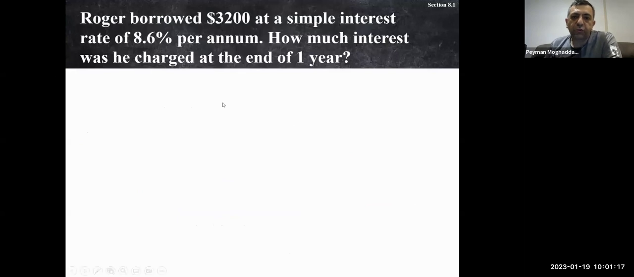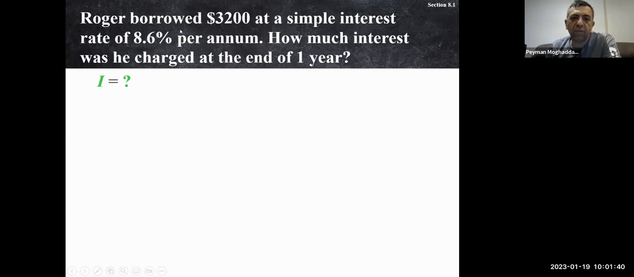Roger borrowed $3,200 at the simple interest rate of 8.6% per annum. How much interest was he charged at the end of 1 year? That's pretty simple. You have the principal amount, you have the interest rate, and you have 1 year. At the end of 1 year, how much is going to be?